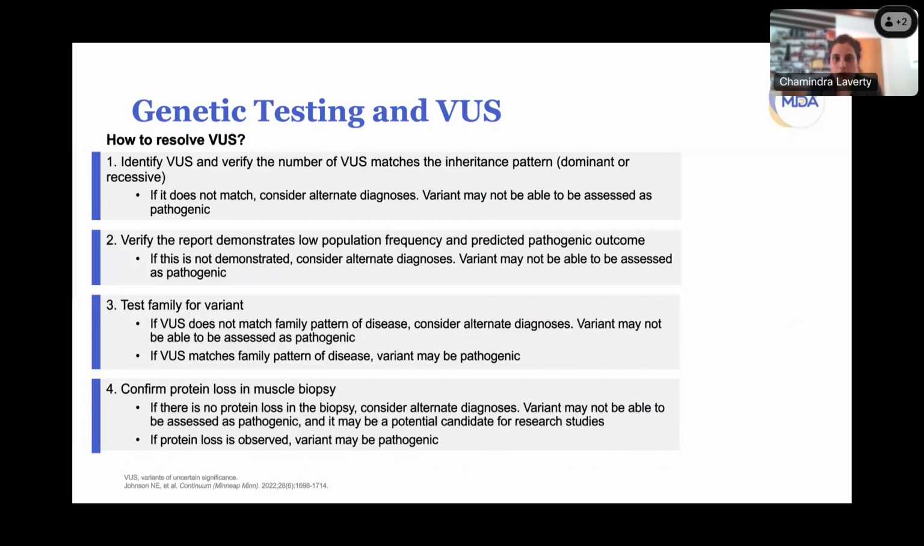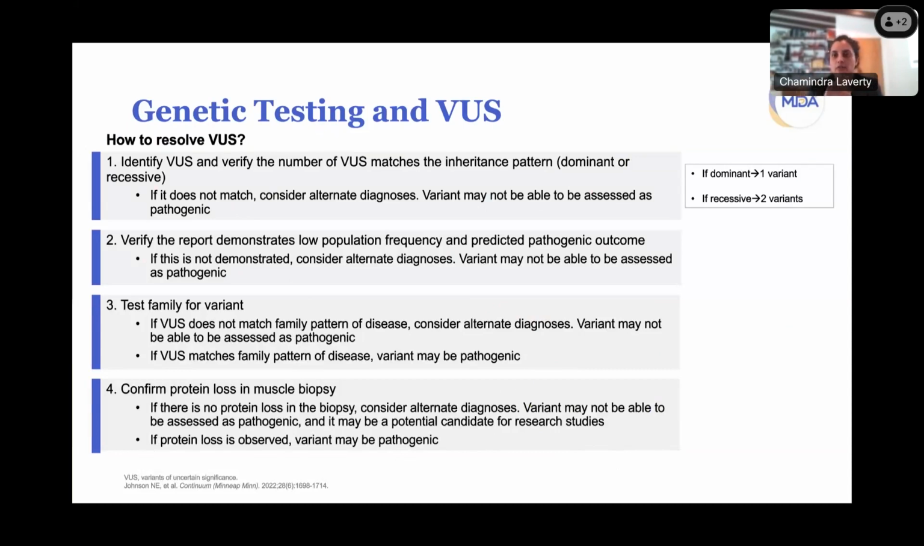So this is how we think about going through VUS resolution. First of all, if you're lucky enough to have a pattern of inheritance in your patient, let's say you see what we think is a dominant pattern of inheritance, then you only need one variant for dominant conditions.